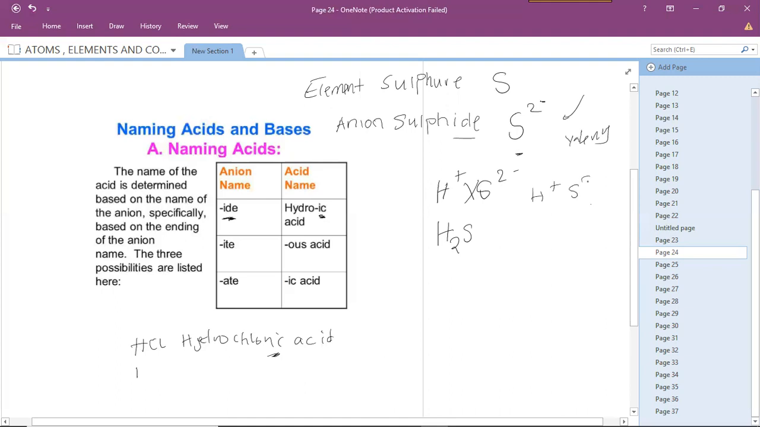So since it's like that, we'll just need one more hydrogen there, so that we have two hydrogens and one sulfur, so that +2 is equal to -2. Because sulfur has dissolved in water and become a sulfide, it's become an anion, it's gained electrons. Because it ends in IDE, the acid that it's going to be called, once it dissolves in water, will end in -ic.